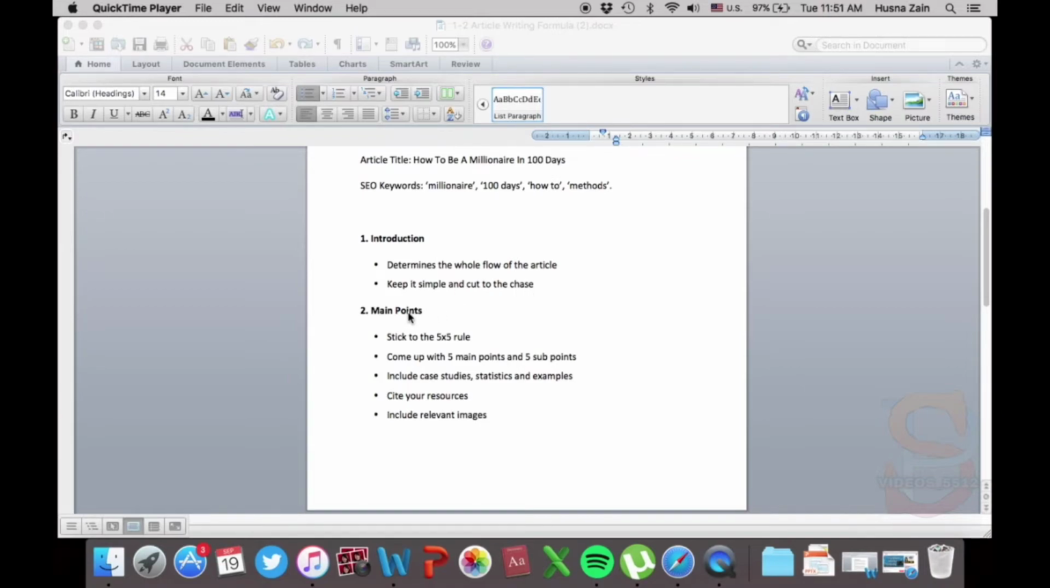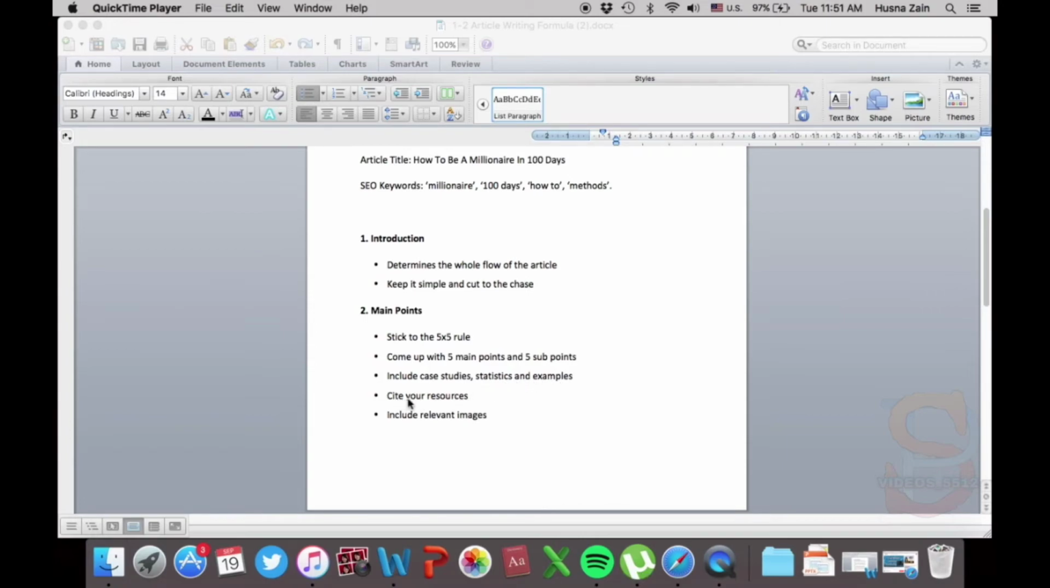Next is your main body of points. It is advisable to stick to the 5x5 rule. This simply means you need to come up with 5 main points and 5 sub-points. An article without a definitive outline will only confuse your readers. For your main points, always include case studies, statistics, and examples where applicable. This will help prove your point and aid you in producing high-quality content.